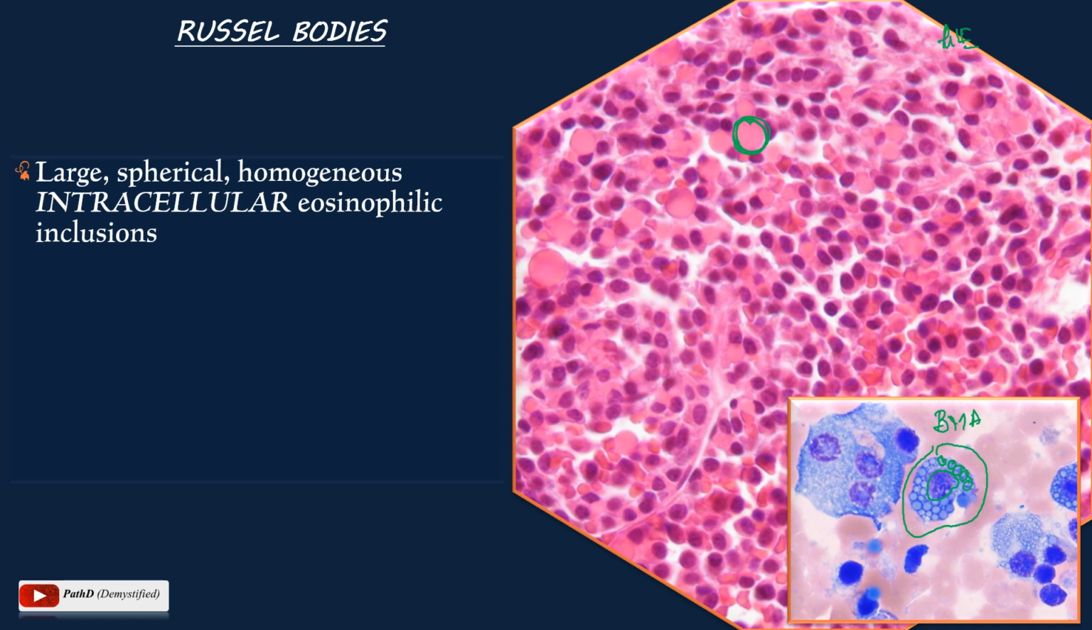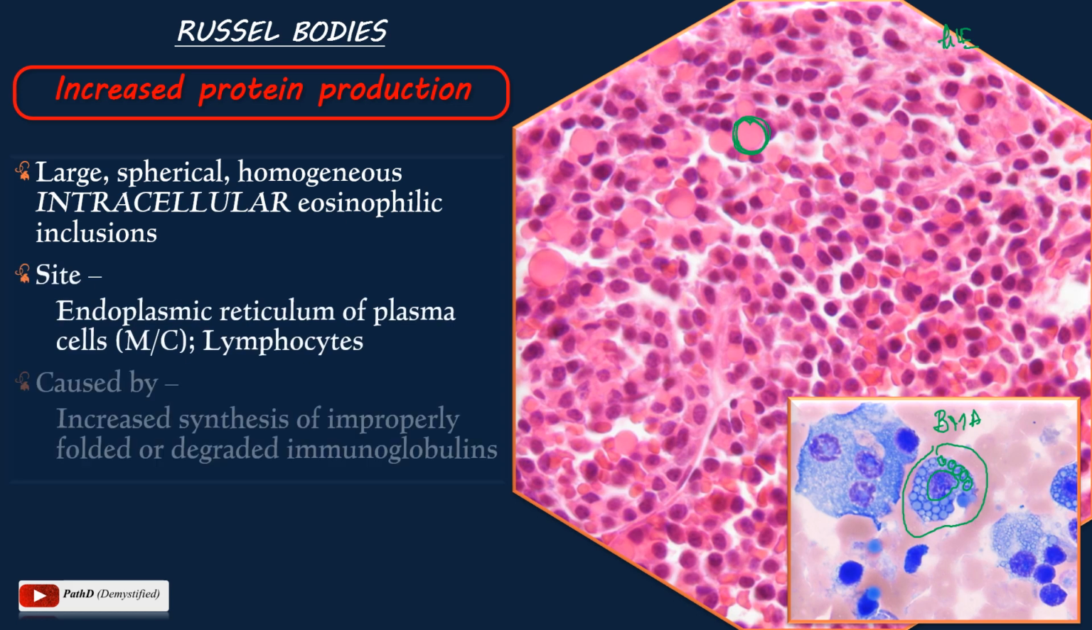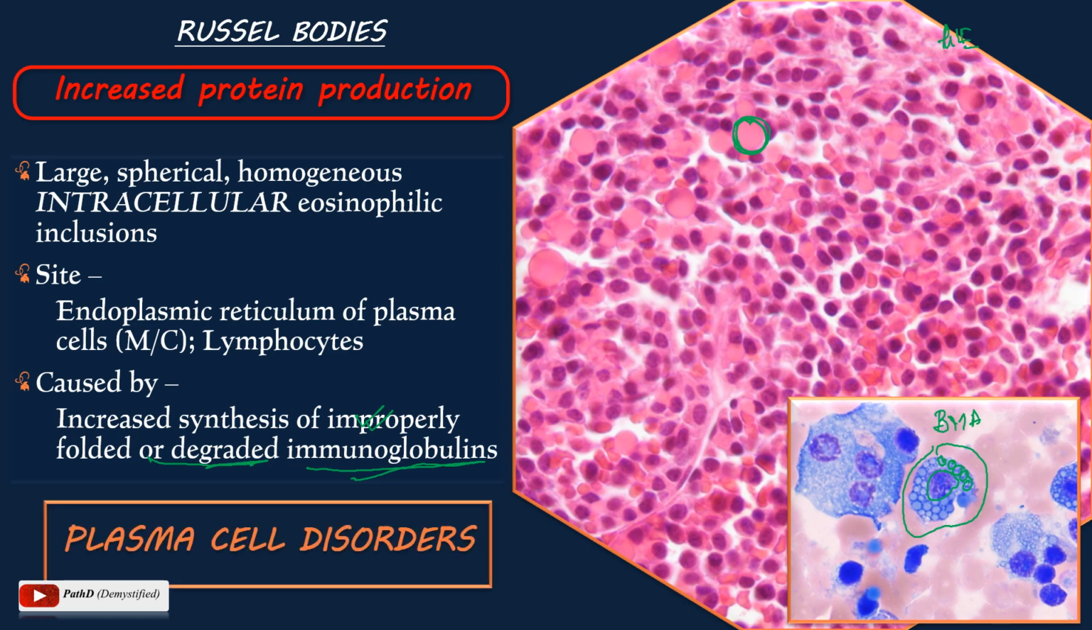Now what are these inclusions composed of? These inclusions are mainly composed of immunoglobulins. But are these normal immunoglobulins? No. These are composed of improperly folded and degraded immunoglobulins. And the conditions associated with the presence of Russell bodies are plasma cell disorders such as multiple myeloma, Waldenstrom's macroglobulinemia, and certain kinds of chronic infections. Now, why the name Russell bodies? These were discovered by a Scottish pathologist, Dr. William Russell, and therefore they were named after him. So this was the second example.